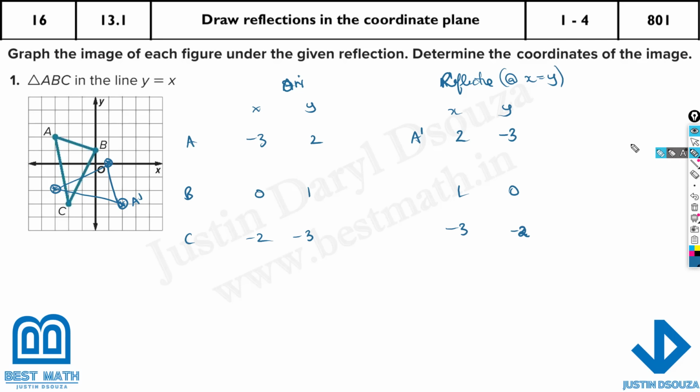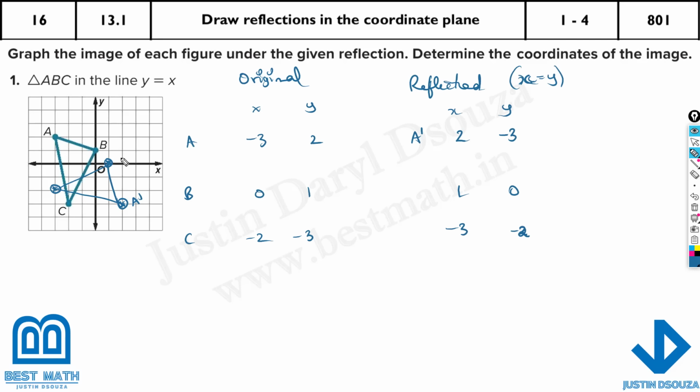If you make a table, it's brilliant. Or just leave some space and write it out. No need for the table as well. I'll just write over here: original points and reflected points. And this is along x is equal to y.